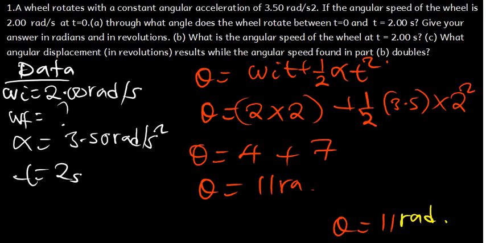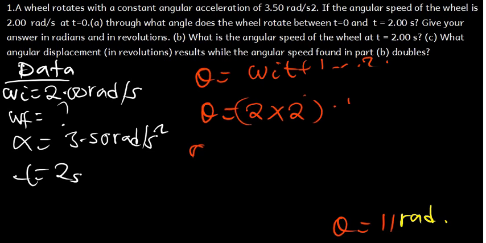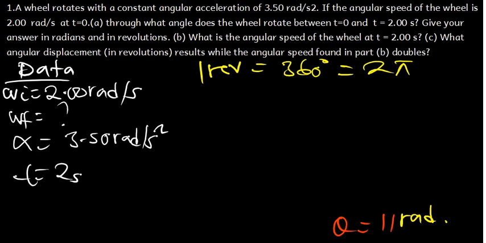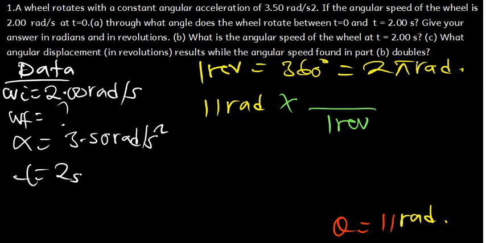Now they are saying that we need to find this also in revolution. The angle has to be in revolution as well. Remember, in one revolution, we have got 360 degrees. At the same time, we've got 2 pi rad. Now, I want to convert 11 rad to revolution. I'm going to say times. I'm going to set the units in such a way that they should cancel each other. So, in one revolution, how many rad do we have? We have 2 pi rad.